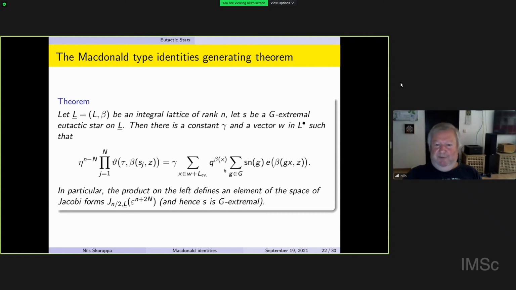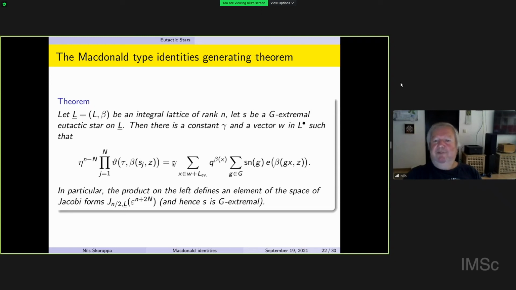On the left-hand side, we have this theta of S, the pullback of the embedding associated to S. Then we divide by eta to the little n, the rank of the lattice, and the capital N, the number of elements in the eutactic star, or the dimension of the Z^N in which we embed. So we have this product divided by this eta power, which is a Jacobi form.